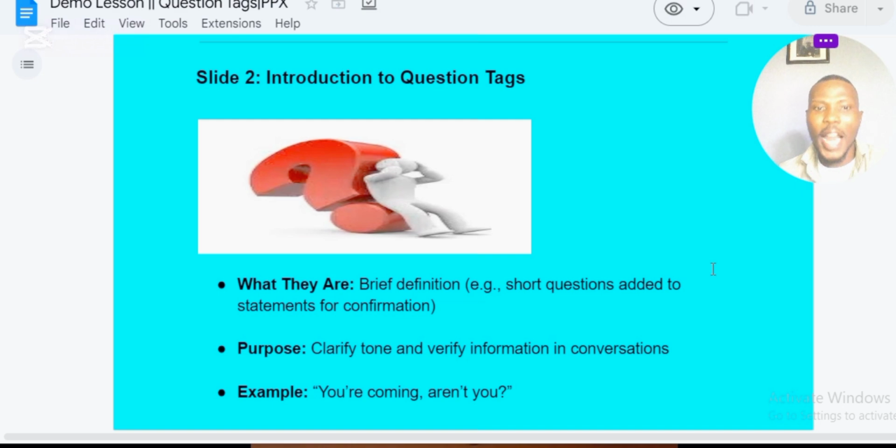Okay. Now, just in case you missed that, I'm going to put up the definition in the chat box. Please check the chat box for the definition again. Short questions added to statements for confirmation or clarification. Confirmation and clarification mean the same thing. Okay, especially in this case. Now, let's have some examples.